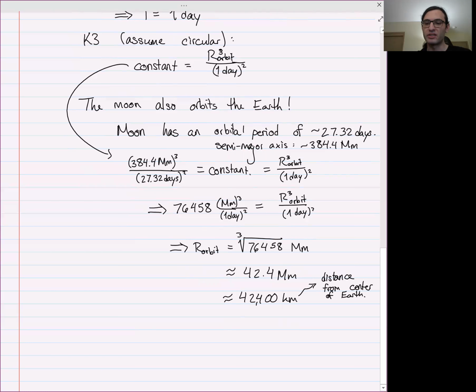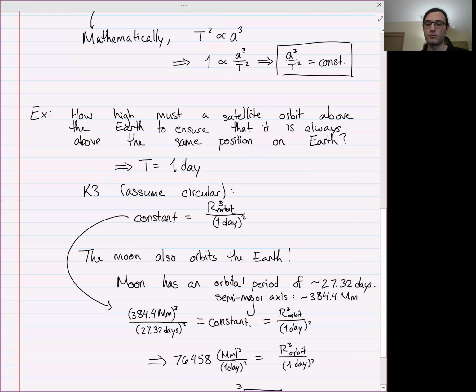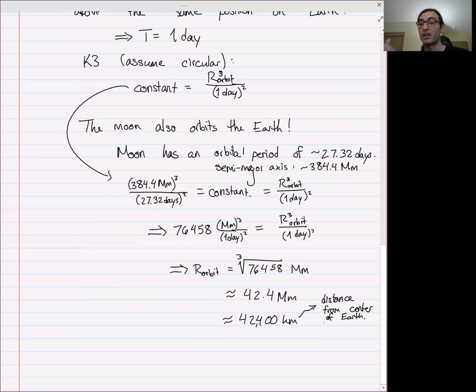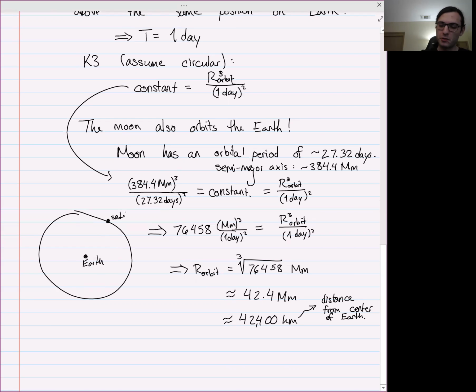Our orbit is the distance from the center of the Earth to the satellite. Let me draw a picture just so that I can be a little bit more clear. Earth is here. Here's our satellite. This distance is our orbit. It's just the orbital radius, that's all. So this number has to be very well known in order to make these satellites be geostationary.